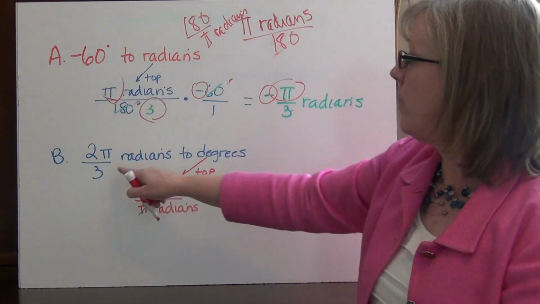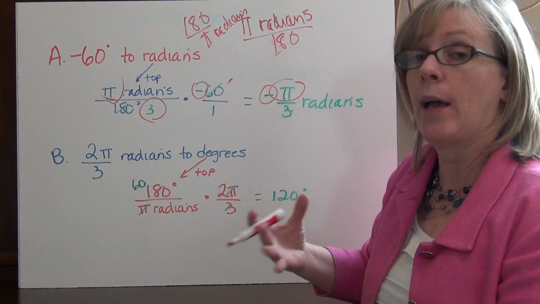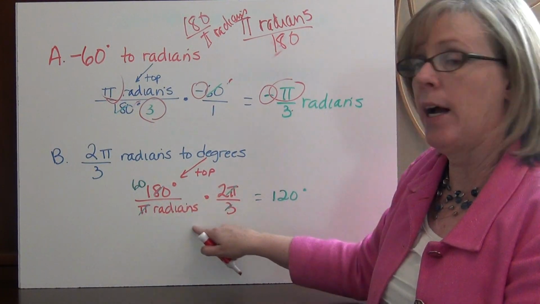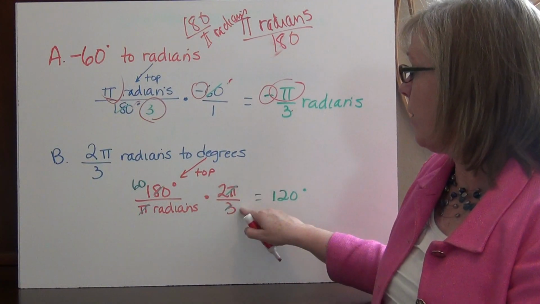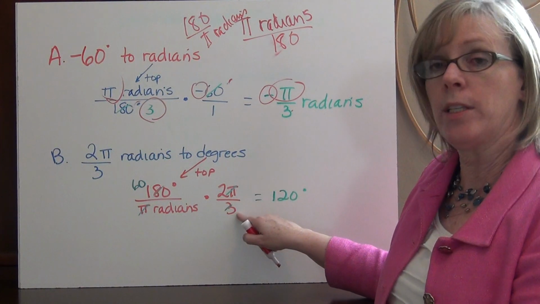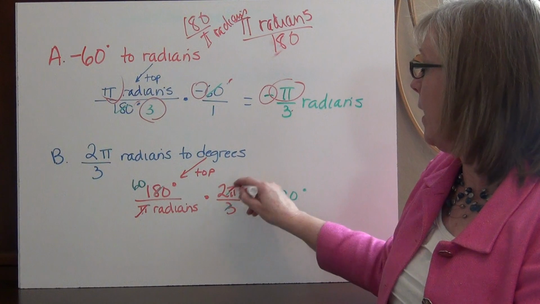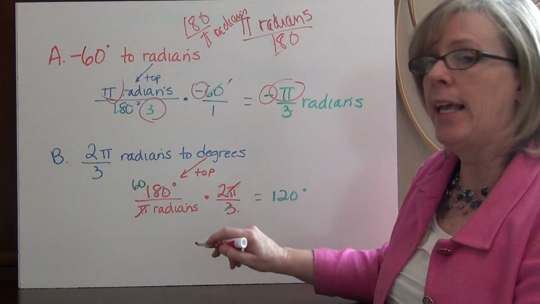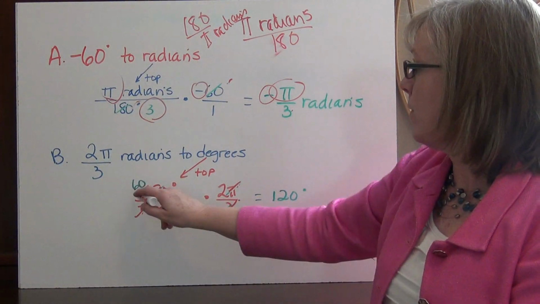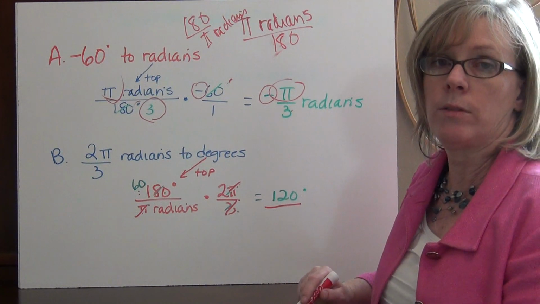Okay? Now in this case I have 2 pi over 3 radians, and I want to change to degrees. The one I want is degrees, so it goes on the top. 180 degrees over pi radians times 2 pi over 3. Okay? So this is a fraction, so 2 pi is my numerator and 3 is my denominator. I'm going to do the same thing. I cancel out my pi's, they go away. And then I have a 3 and 180. So I'm going to divide those both by 3, and this becomes 60. So I have a 60 here and a 2 here. 60 times 2 is 120 degrees.